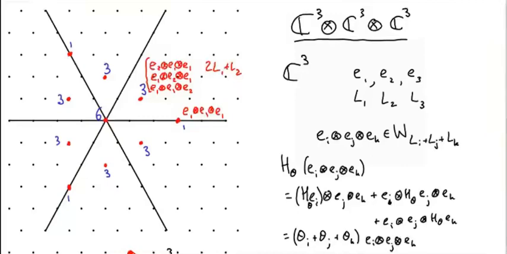But look at this. This is not an irreducible representation, right? Irreducible representations are supposed to have ones around the boundary, and then the number increases as you go inward. So this is not an irreducible representation. We need to decompose it into irreducible subrepresentations.